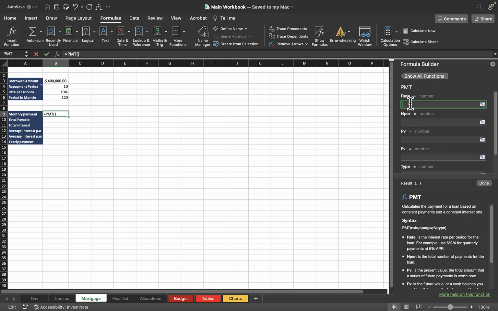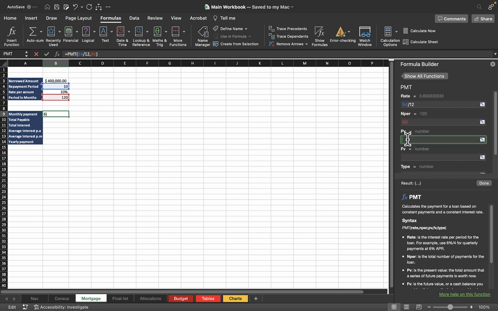So what is the rate? The rate is the yearly rate. You take the yearly rate and divide by 12, and you get the monthly rate, because we want the monthly payment. Then Nper is the number of periods. It's the total number of years, but we're going to convert it to months. Luckily, we've already converted it to months, so we'll just select this cell. If you have not, it's the number of years times 12.